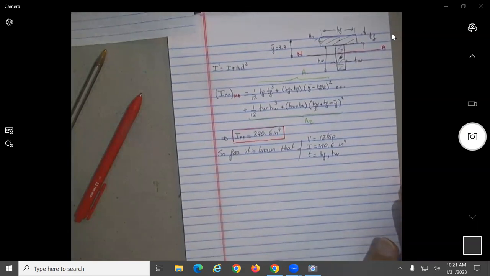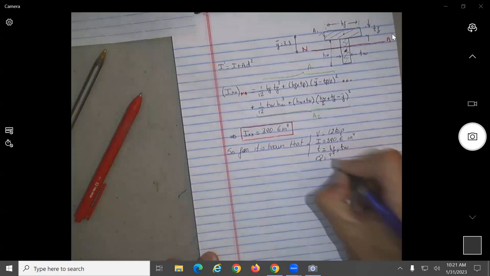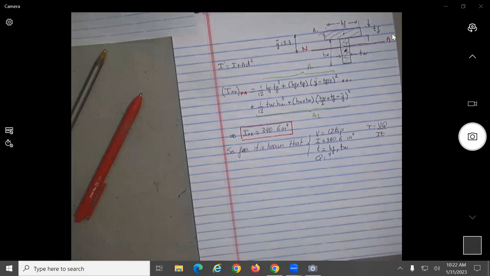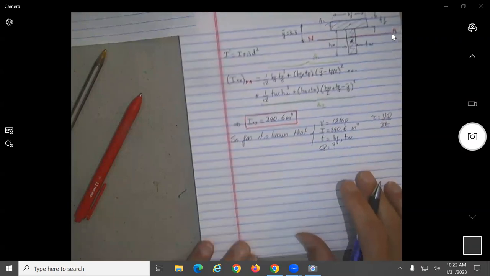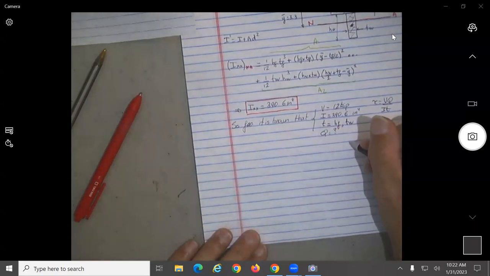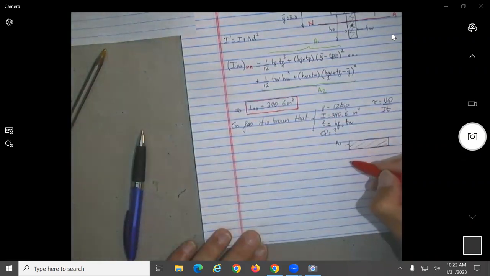Okay, so what do we need to calculate now? We need to find the Qs. Okay, all right, so we need Q over here, the question mark, for the equation tau equals VQ over It. All right, so let's start just by looking at A1. Let me put the neutral axis over here. It doesn't matter where.